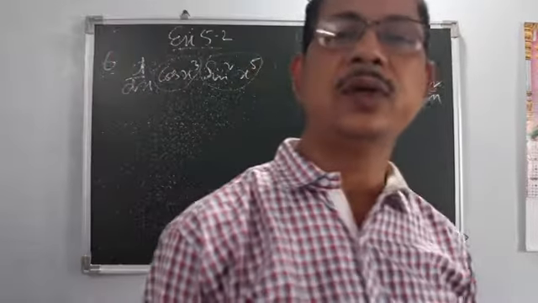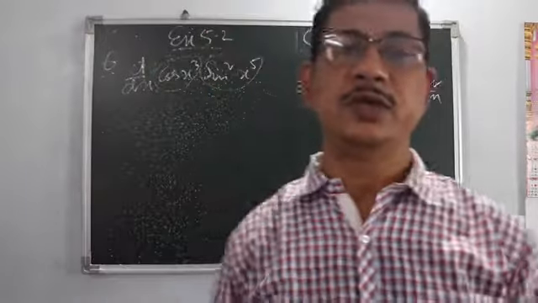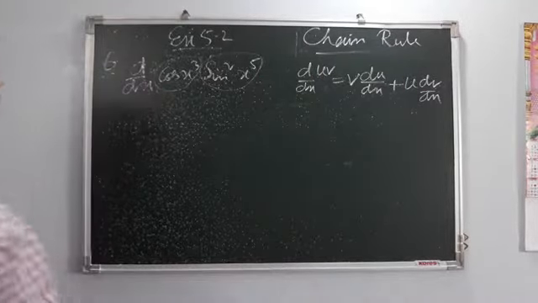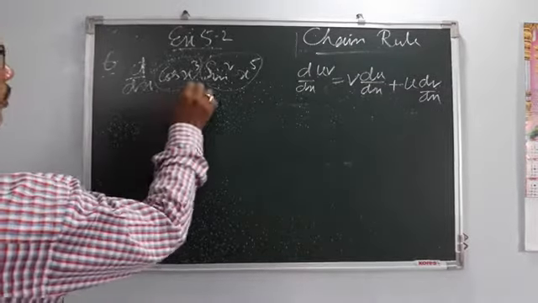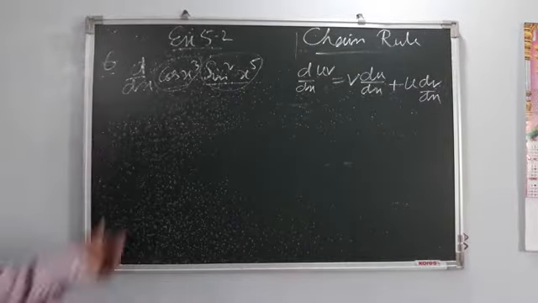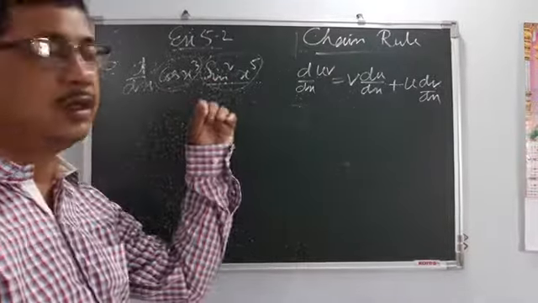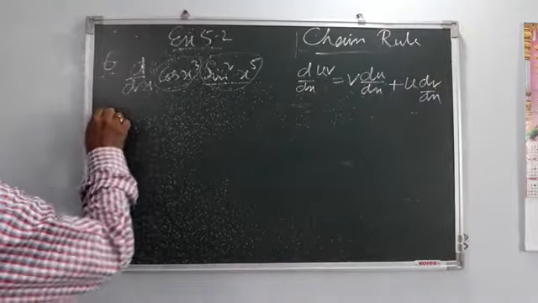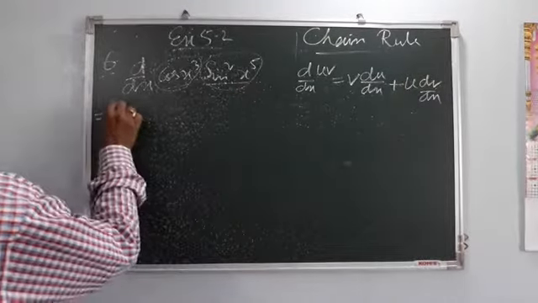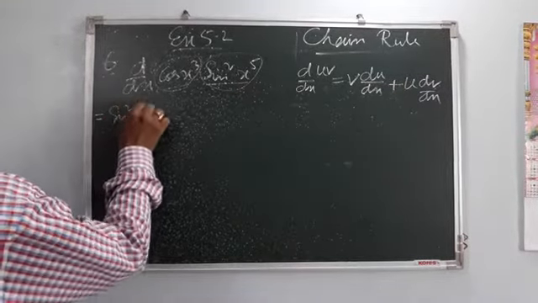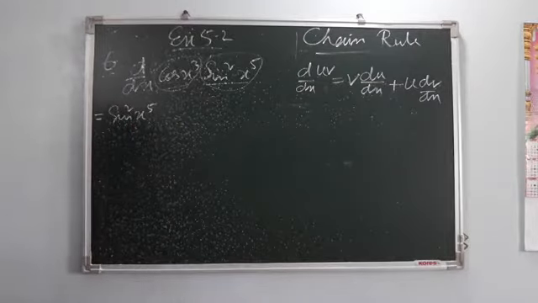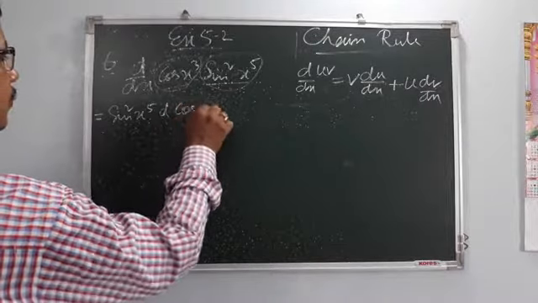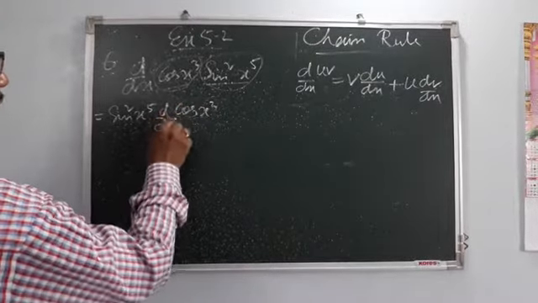We are using this one. We have already used it in class 11 and we are using it sometimes in this class also. So this is the rule. Here this is u, this is v. If we consider this one as u and this one as v, we can use this formula. So here v du/dx. Of course we will keep sin square x to the power 5 outside. Then the differentiation of cos x cube with respect to x.